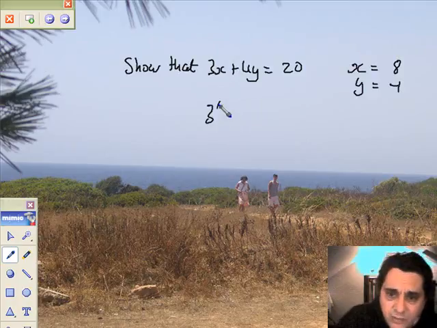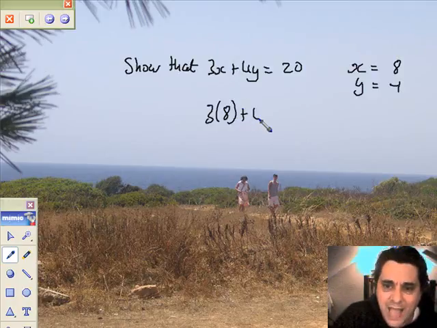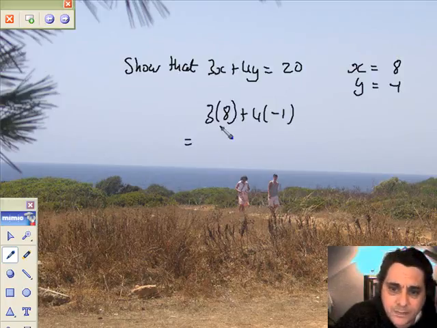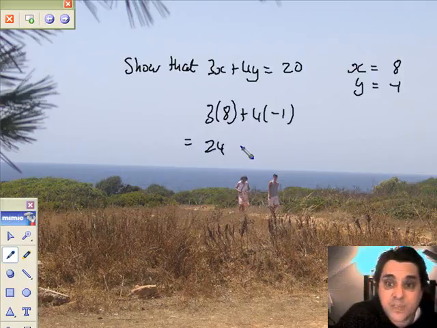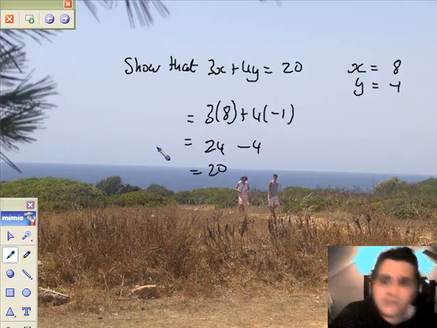Here I go. I've got 3 lots of 8, add on 4 lots of minus 1. So here I go. 3 times 8, 24. 4 times minus 1 is minus 4. Altogether 20, and I've completely shown it.